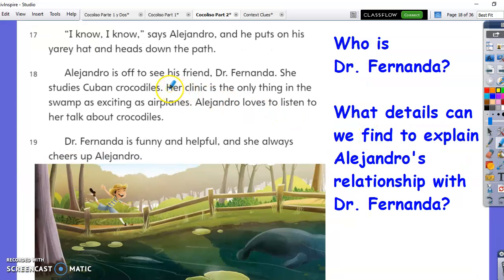It's very important. Remember, because he was upset because he's thinking about airplanes. He doesn't want to be in the park or the swamp. Alejandro loves to listen to her talk about crocodiles. And here it says Dr. Fernanda is funny and helpful, and she always cheers up Alejandro. And look, he looks like he's pretty happy on the way there. Who is Dr. Fernanda again? What details can we find to explain Alejandro's relationship with Dr. Fernanda?